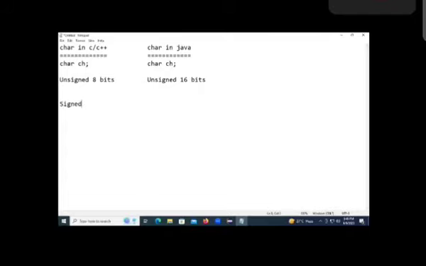Signed 8 bits range is what? Just as I said, signed 8 bits means minus 128 to plus 127. Is that not so? For signed, right? Signed 8 bits is minus 128 to plus 127. Then unsigned 8 bits, what is the range? What is the minimum and what is the maximum?